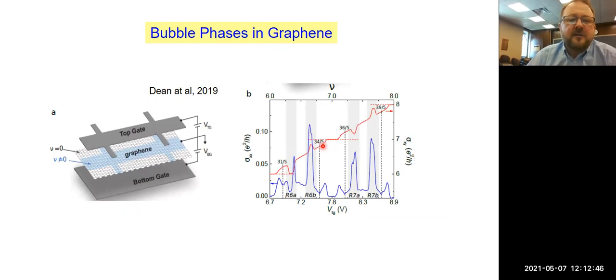Very quickly, I'm going to mention related bubble phases, so this is no longer at filling factor 1/2. Bubble phases have been seen in graphene. We have seen it in an earlier talk. This is data from Cory Dean. But it's interesting that at filling factor 1/2, there is no stripe. Well, I don't think that we really know what is the exact reason.